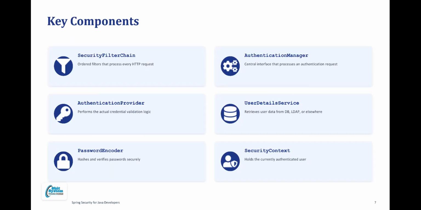These are the six building blocks you'll keep running into: security filter chain, authentication manager, authentication provider, user details service, password encoder, and security context. Once these names click, the rest of Spring Security's documentation gets a lot easier to follow.